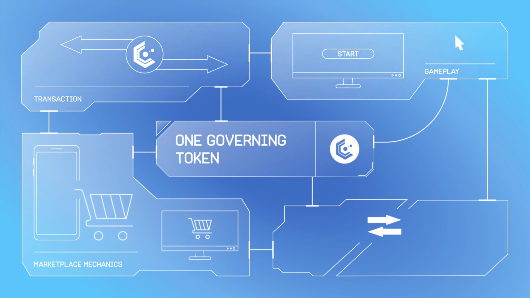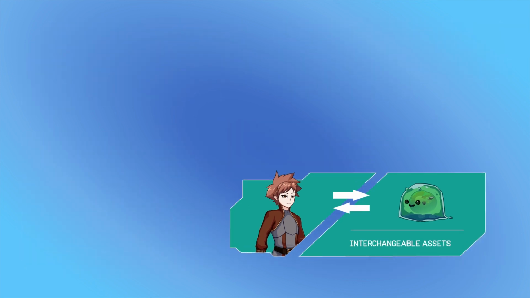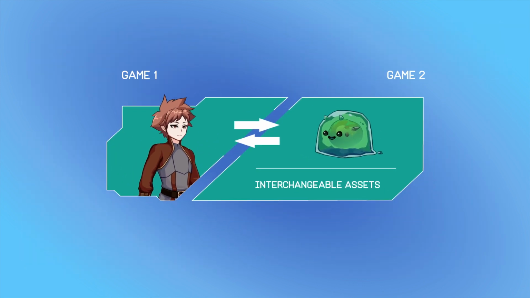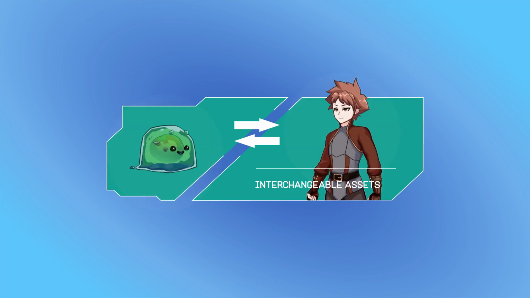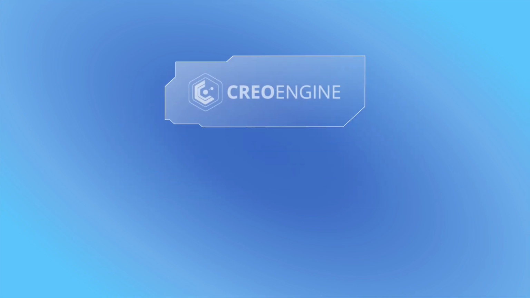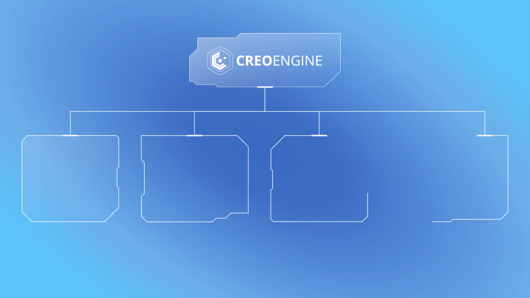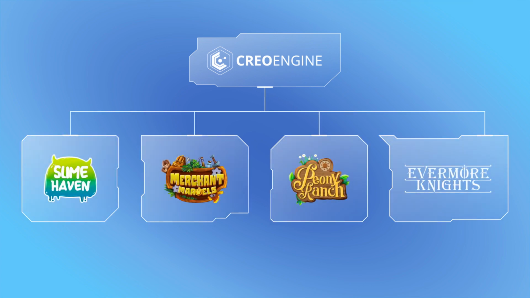The platform also features games with interchangeable assets. What does this mean? This means assets from one game can appear and be used on another game under the platform. At this moment, we are making four games under our platform, as seen here.